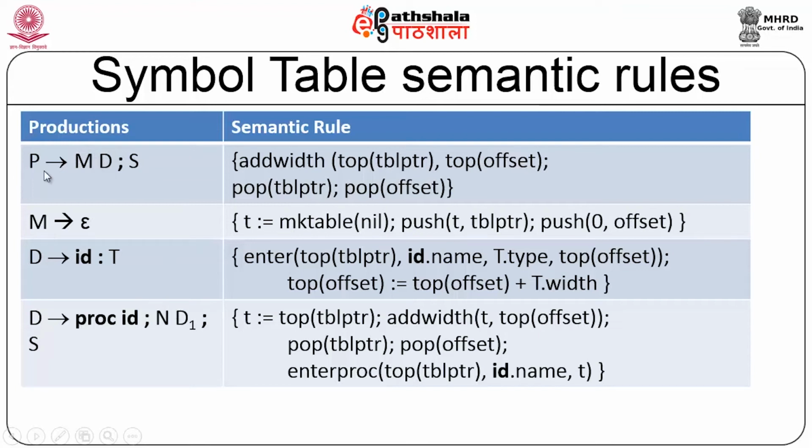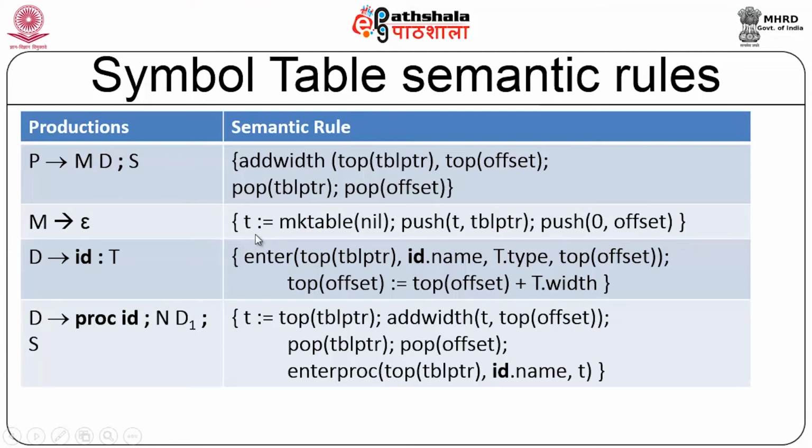Now, these dummy non-terminals are basically used to create a new table. So, this is the first production, which is used to derive the string that represents a declaration. What we do here is, when M is encountered, control transfers to M. M produces epsilon, so that will be evaluated first.